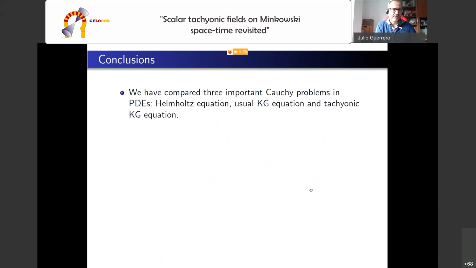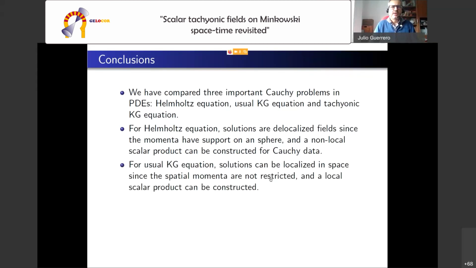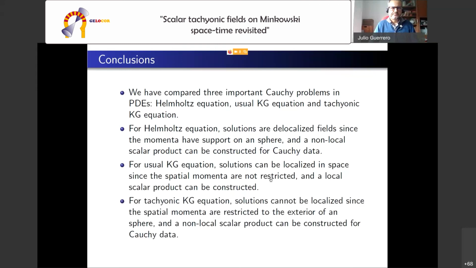Okay, so just to finish, to give some conclusions. We see that tachyonic solutions of the Klein-Gordon equation are more similar to solutions of the Helmholtz equation. So they behave more like waves than like particles. In this sense, you cannot give a particle interpretation to these tachyonic solutions. Okay, so this is the idea essentially.